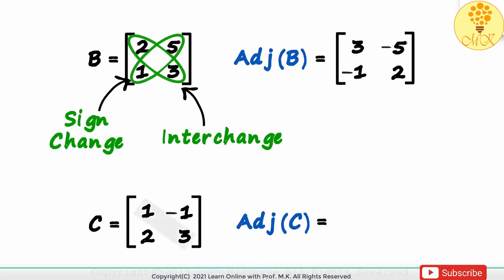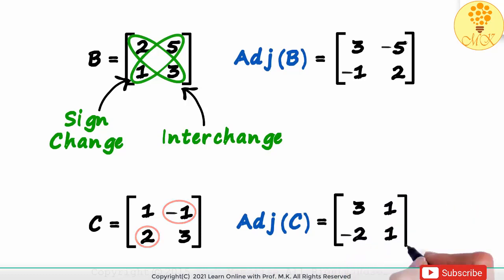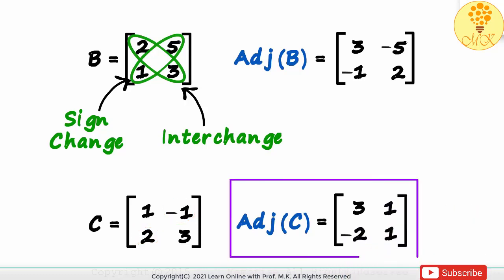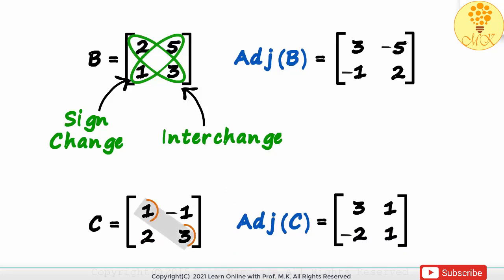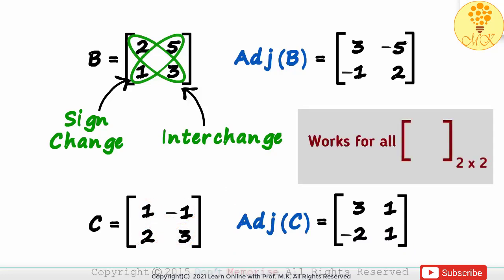We interchange these two. 1, 3 can be written as 3, 1. We then change the sign of these two elements. -1 will become 1 and 2 will become -2. That's it. We have the adjoint of C. Interchange these two and change the sign of these two. Works for all 2 by 2 matrices.